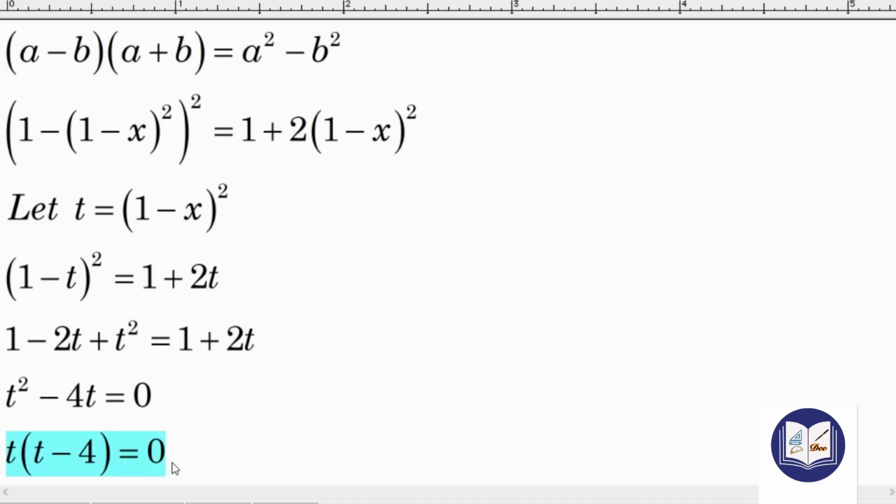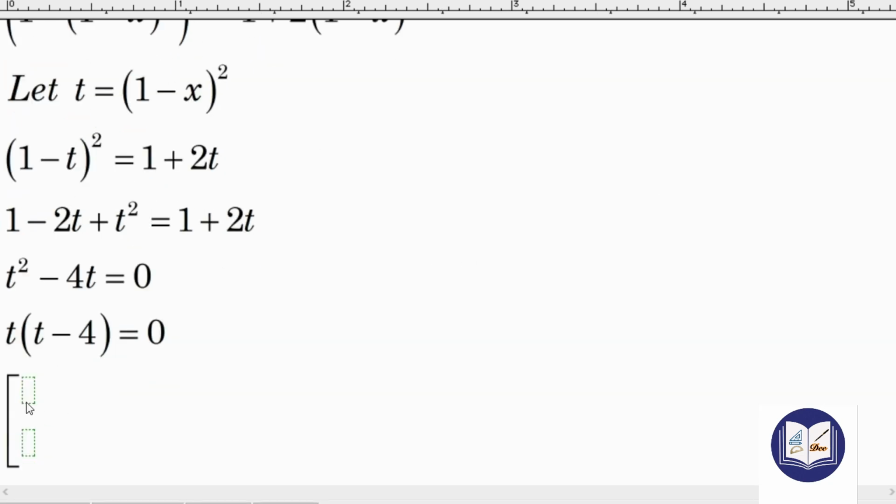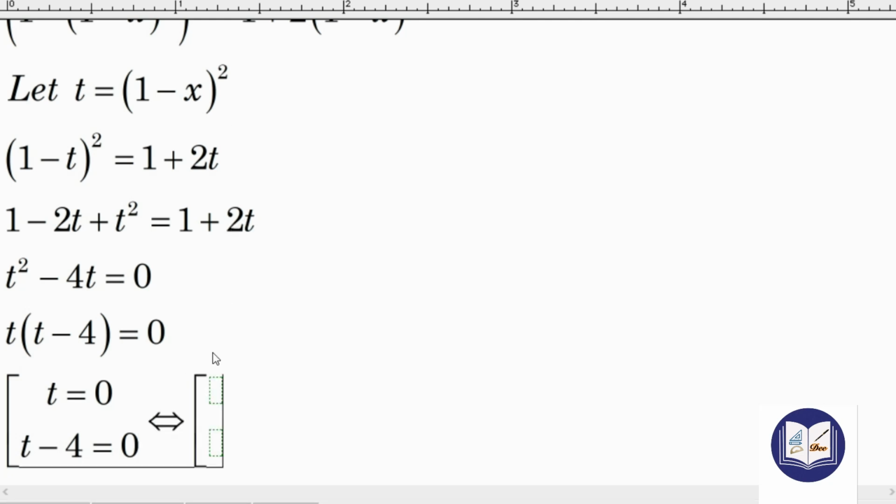When we have two factors multiplied together equal to 0, we can set each factor equal to 0. So t equals 0, and t minus 4 is equal to 0, which is equivalent to t equals 0 and t equals 4. Okay, so now it is not the final answer yet. What we have to find are the values of x.